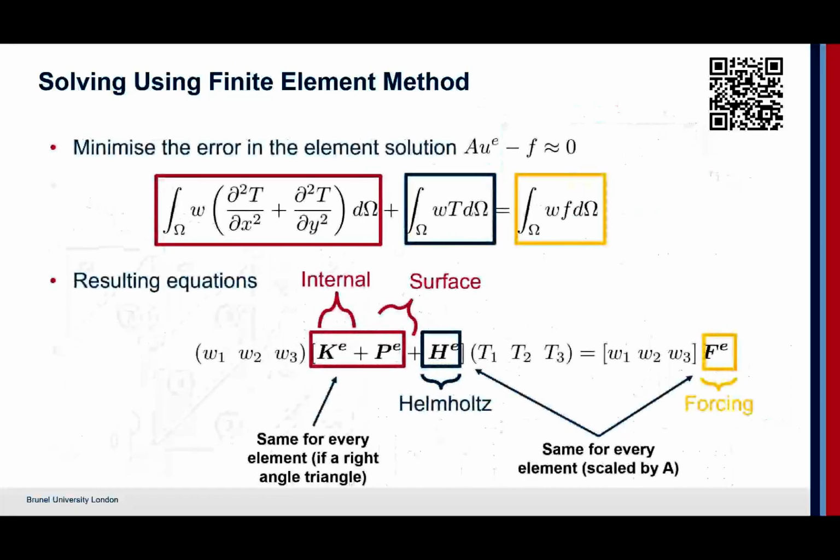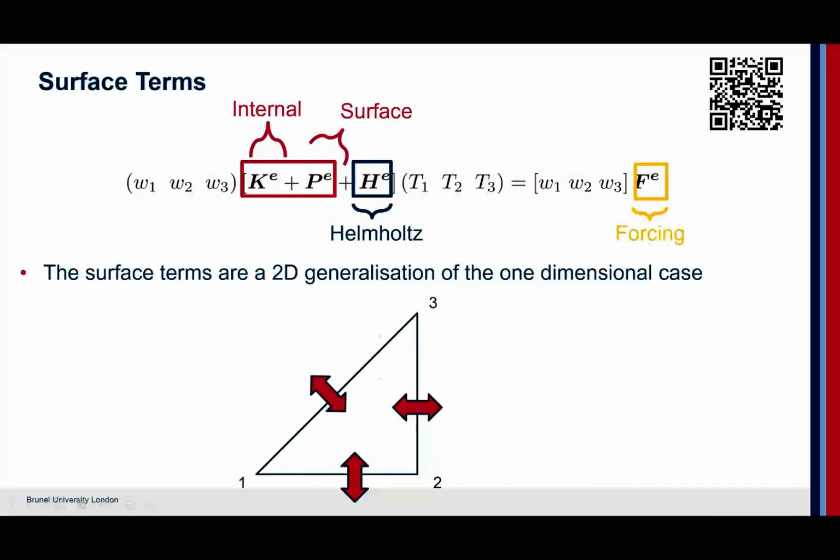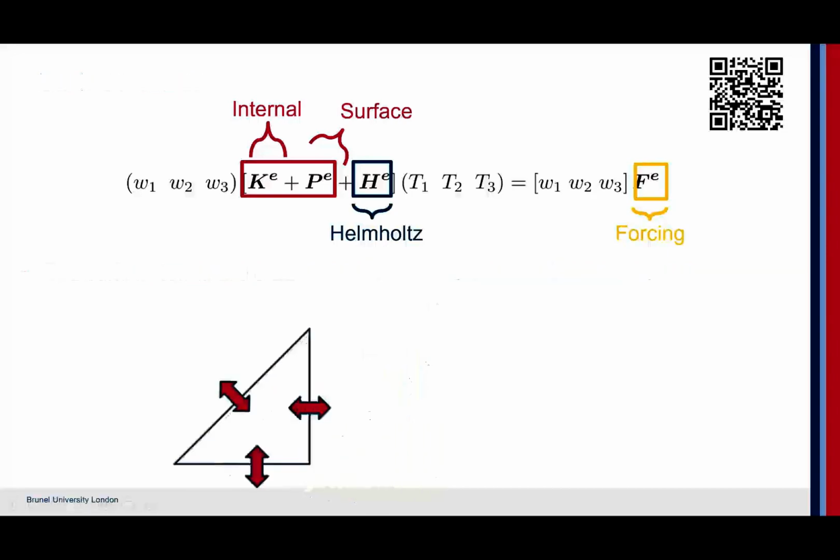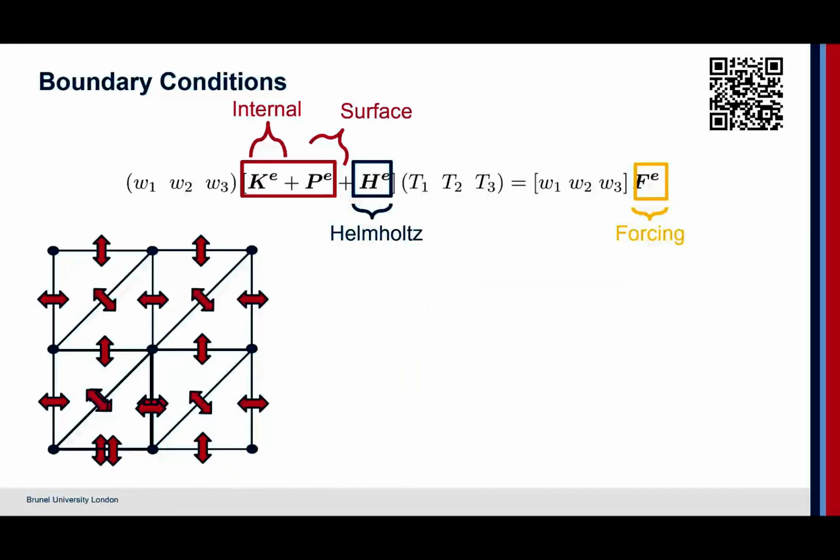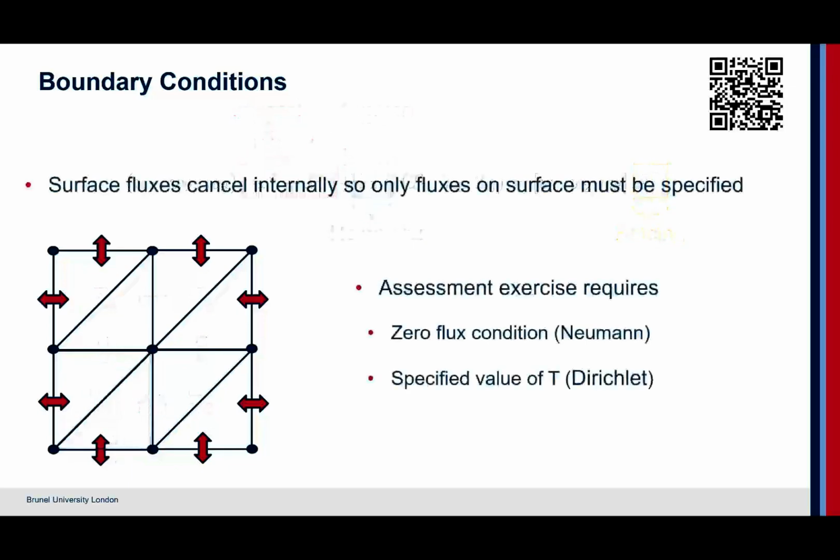Okay, so coming back to our expression here for the entire system that includes the surface terms, Helmholtz terms and the forcing terms. The surface terms, if you remember, were basically a generalization of the 2D case. And essentially, as you remember we saw in one dimension, on the nodes we have two fluxes, one from each element, and they cancel out with each other. We can see exactly the same thing here. So all internal fluxes cancel.